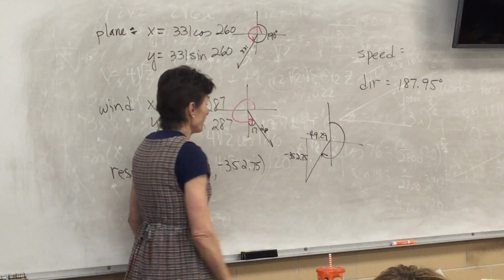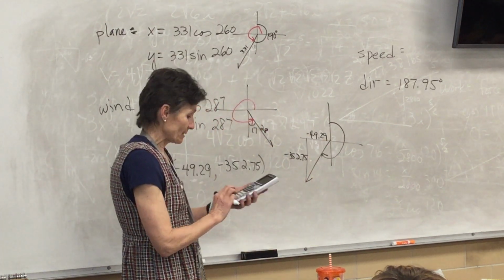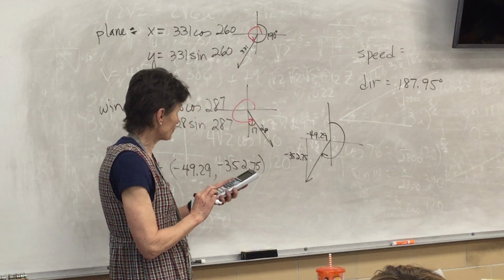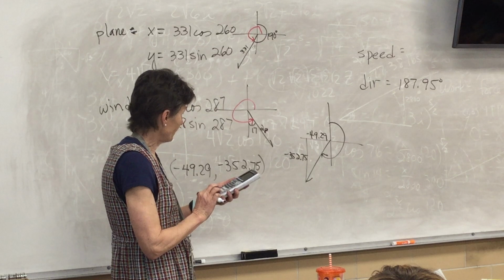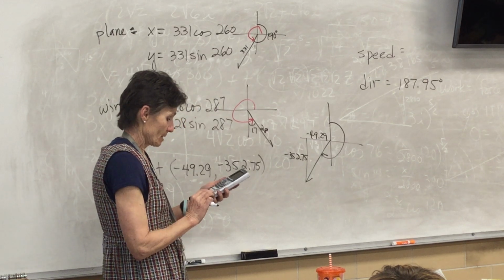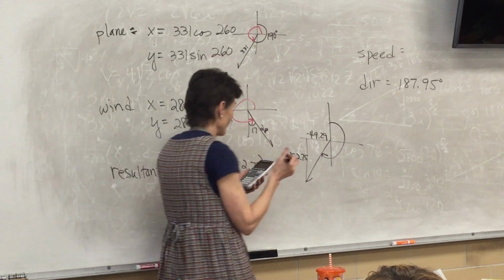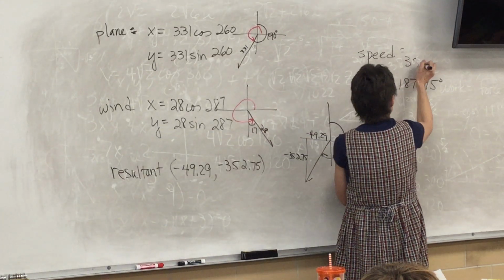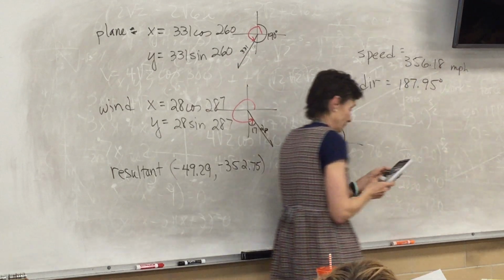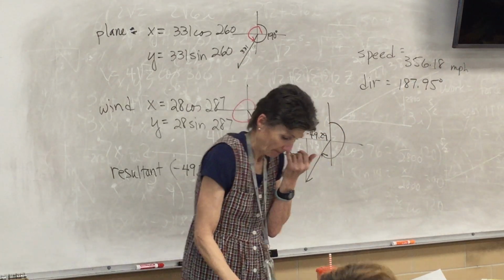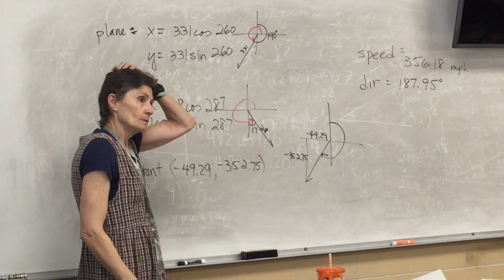Now, his speed is the magnitude of this vector right here. So we find magnitude by squaring the first one, squaring the second one, and adding them up, and taking the square root. I got 356.18 miles per hour. Right?